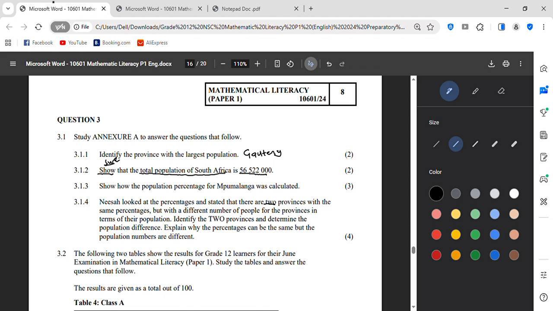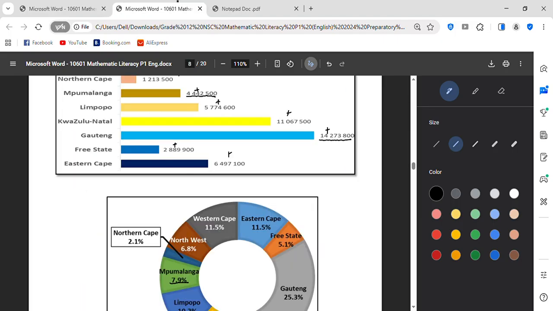Okay, let's break it down, because this question wants us to answer three things in one question. The first thing we need to look at is that we have two provinces with the same percentages but different numbers. Let's start by identifying those two provinces. I can see here it's this one and this one. So it's Western Cape and Eastern Cape.